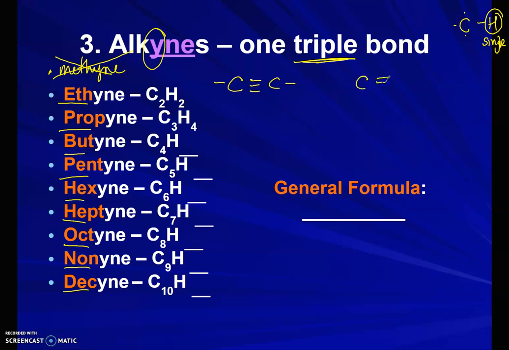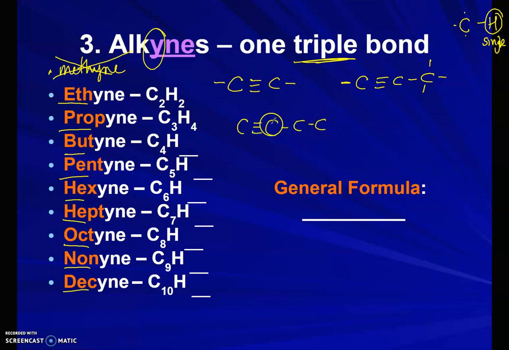Propyne would be a triple bonded carbon to another carbon, and then a single bonded carbon. How would the hydrogens look? There would be one hydrogen on this terminal or end carbon here. How many on the central one? None, because it already has four bonds, and then you would have three over here for a total of four: C3H4.